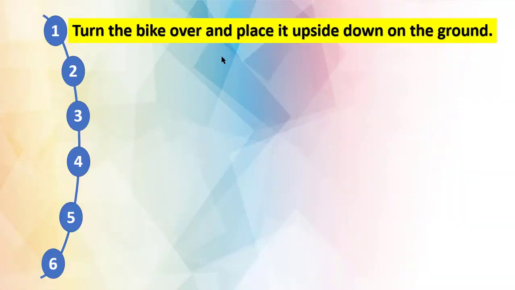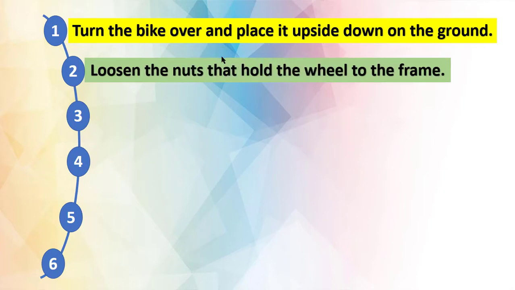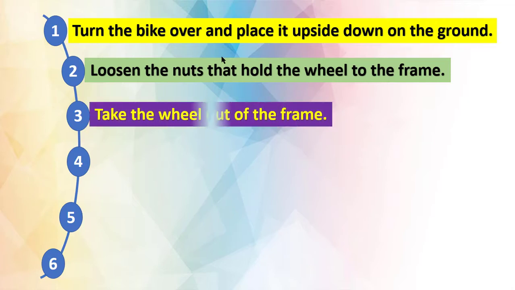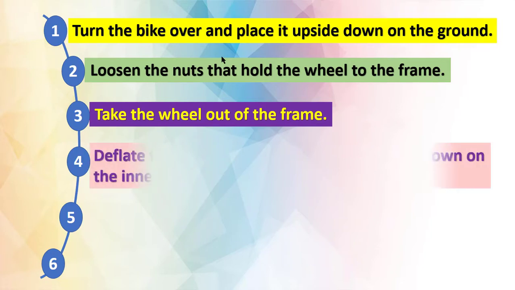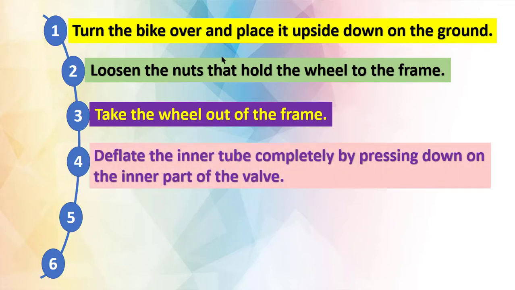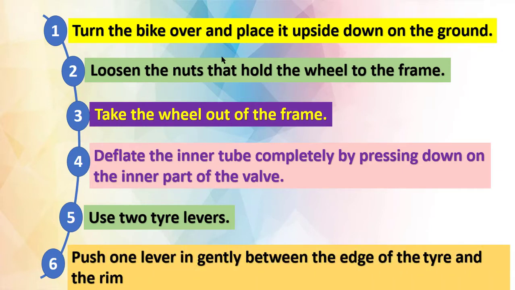Step number 1, as we discussed in the previous slide: turn the bike over and place it upside down on the ground. Step number 2: loosen the nuts that hold the wheel to the frame. Step number 3: take the wheel out of the frame. Number 4: deflate the inner tube completely by pressing down on the inner part of the valve. Number 5: use 2 tire levers. 6: push one lever in gently between the edge of the tire and the rim.